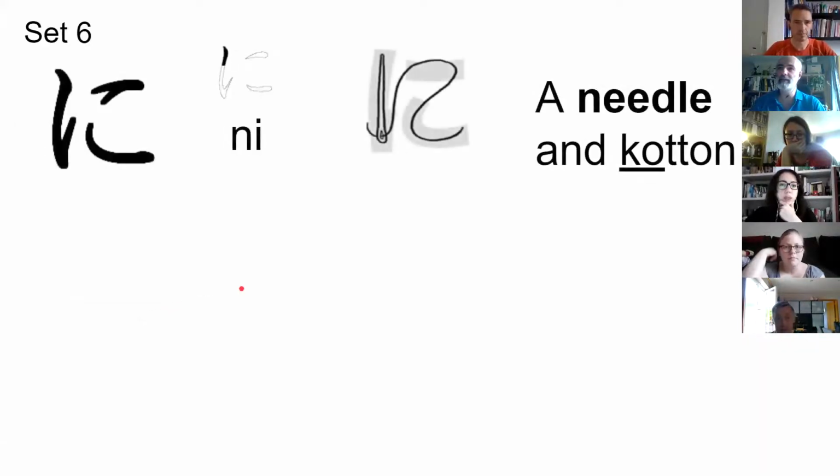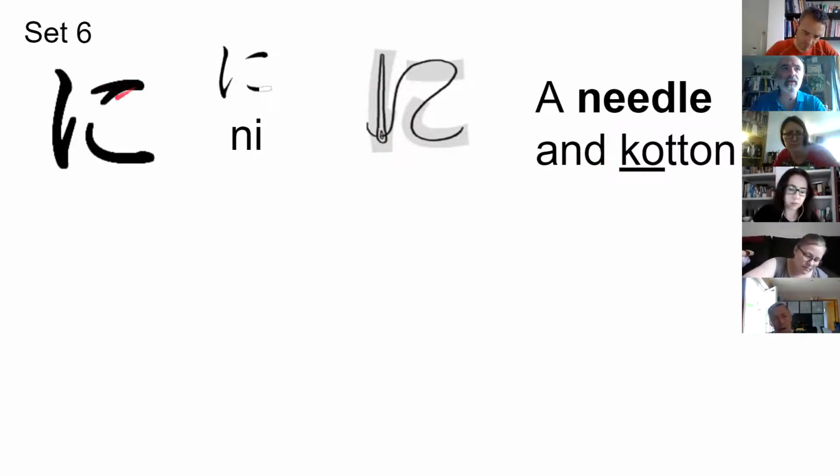First one is ni. So I stole this from a page. This is showing a needle, and then I've spelt cotton with a K because this is basically here ko. This is the character for ko. So we start with this vertical stroke, the needle and cotton. Needle and cotton. And just like last week, guys, if I can ask you to draw your mnemonic as well.